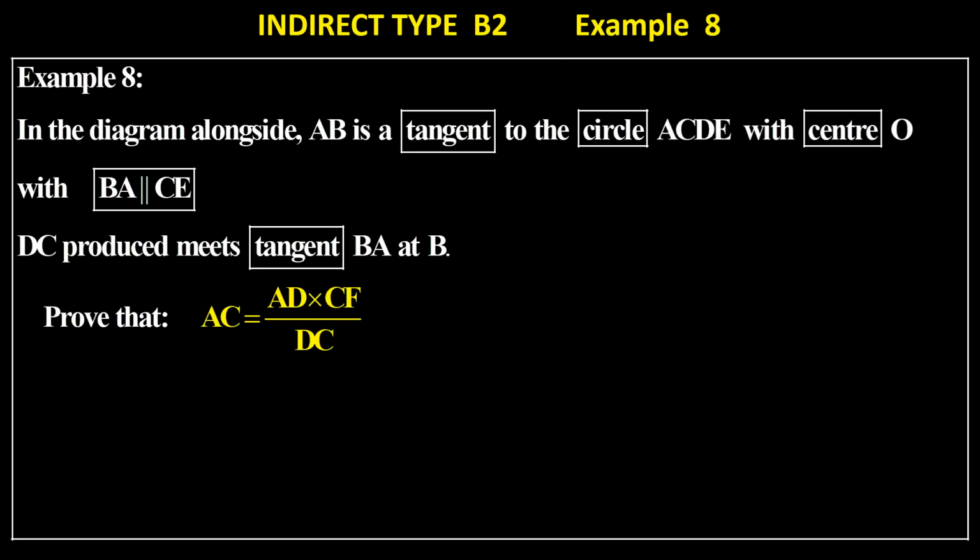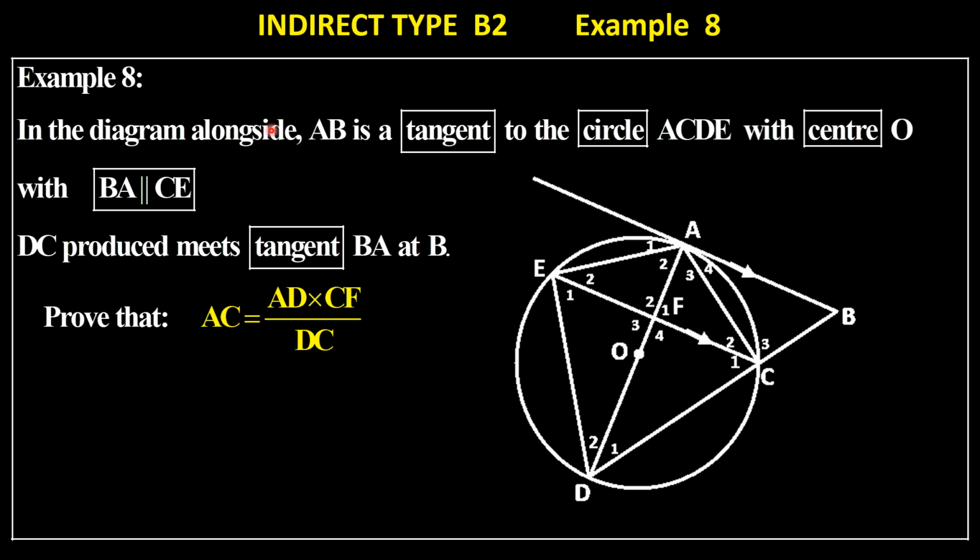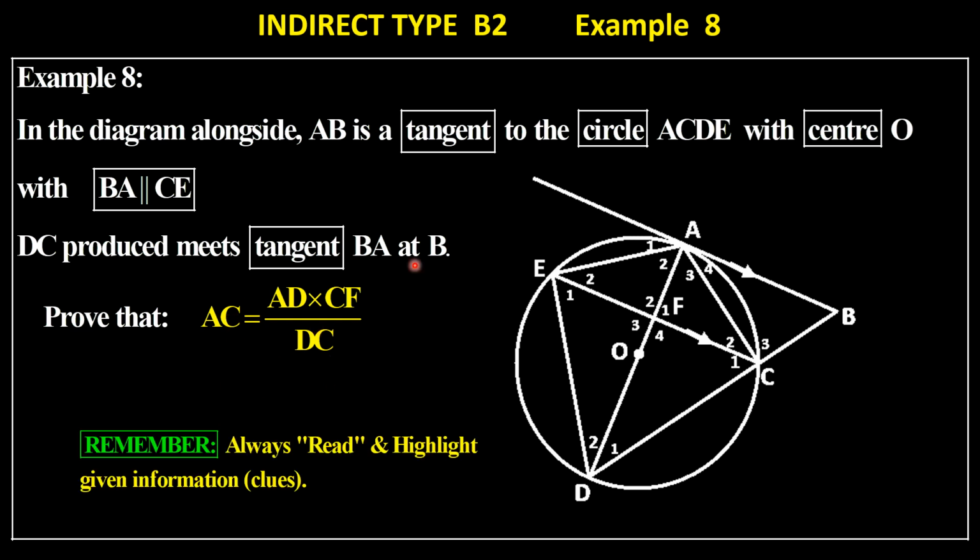Now let's look at an example of the indirect type B2. This is example number 8. There we have a diagram alongside. AB is a tangent to the circle with center O, and BA is parallel to EC. And you can see there that this is what we want to prove. This is our type B question. Always remember that you have to read your question carefully. The key word there is tangent, so maybe highlight the tangent. That reminds you to apply the tangent theorem.